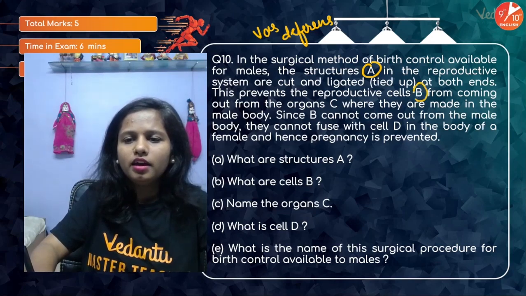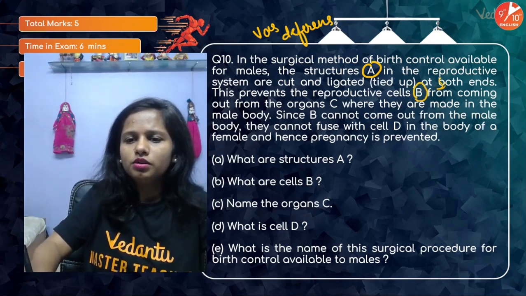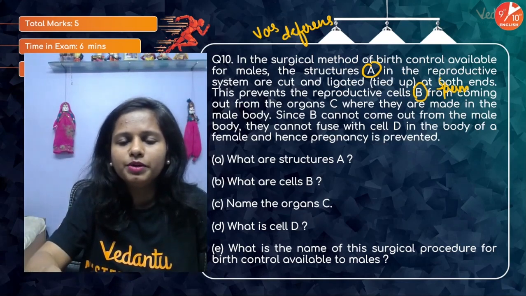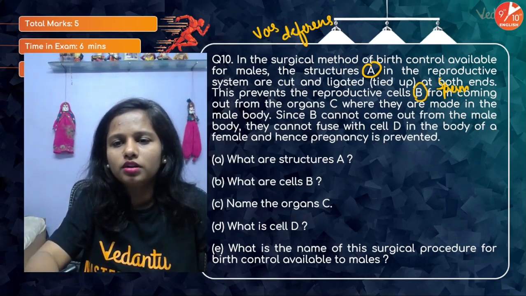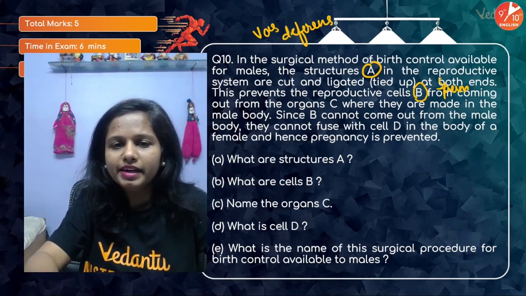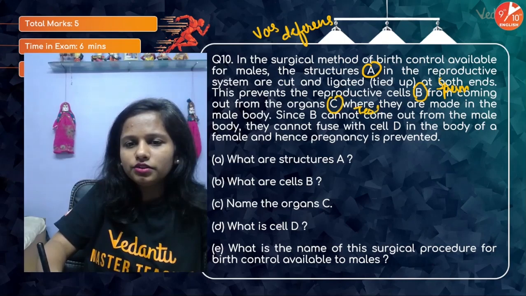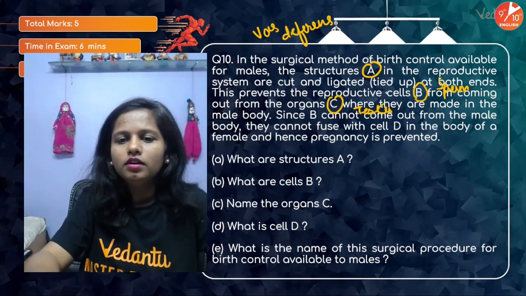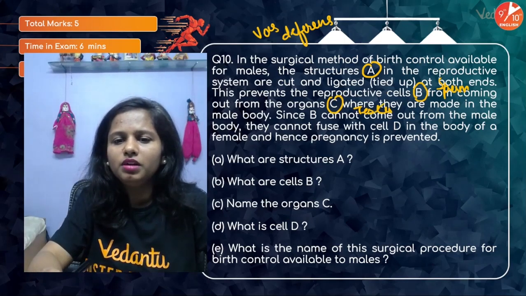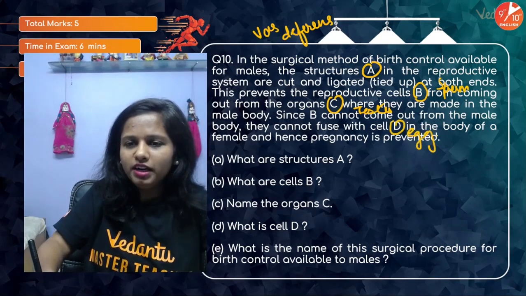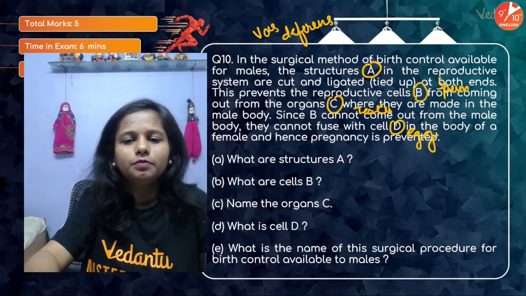So B has to be sperm cells, right? Which are prevented from coming out of the organ C, where they are made in the male body. So C has to be testis. Now since B cannot come out of the male body, they cannot fuse with D. So D has to be egg cell, right?